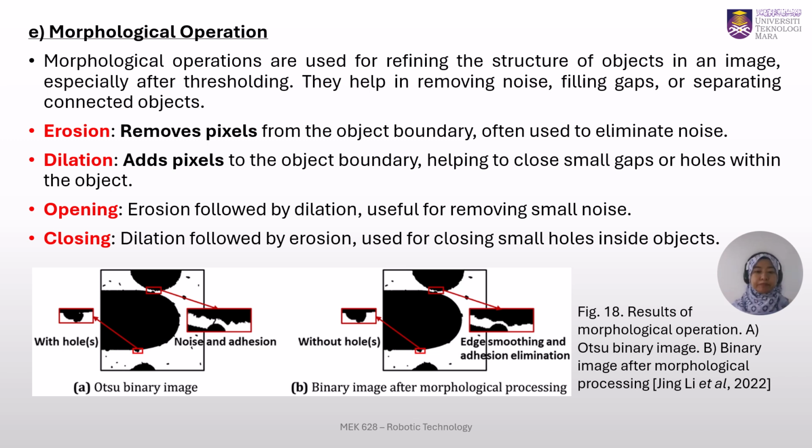So you can see here, with holes, there are some imperfections in this image. So this is noise. By using the morphological operation, you actually can reduce this.